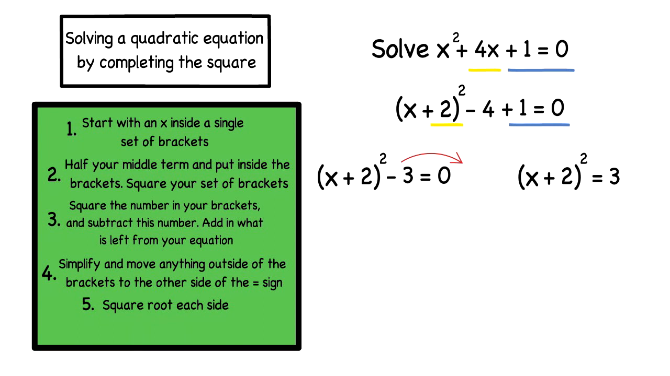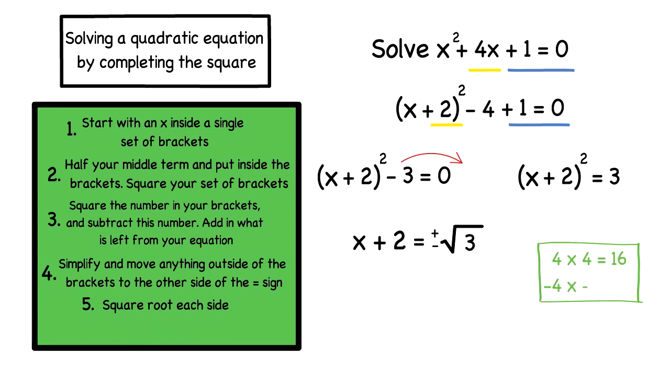This is when we start to really solve the equation. We need to square root each side, so the square root of a set of brackets squared would just be whatever is inside that set of brackets, so I'm going to put x + 2. And for now, we can write the square root of 3 as √3. What's really important to note here is that we need to make it a plus or a minus √3.